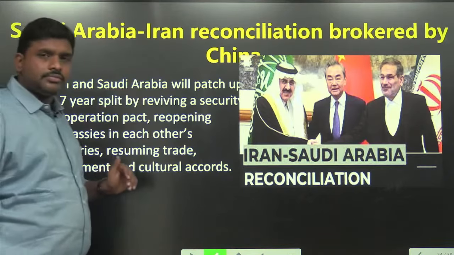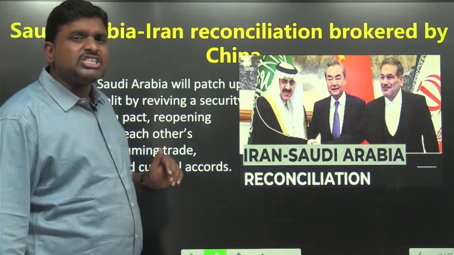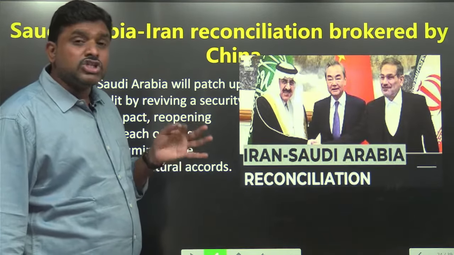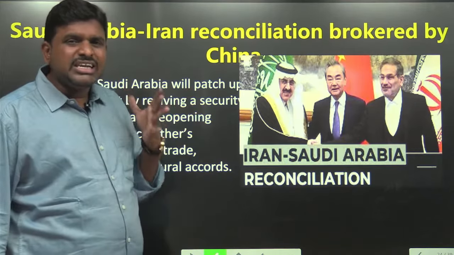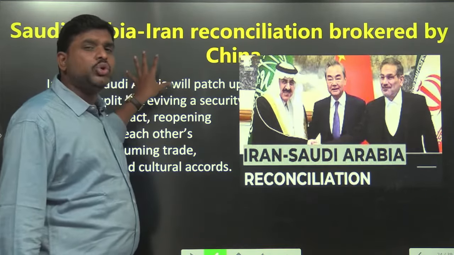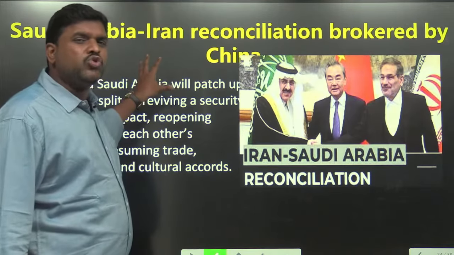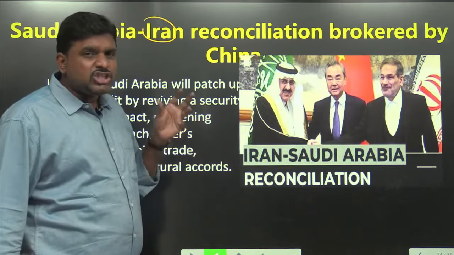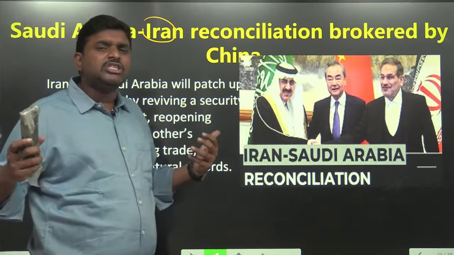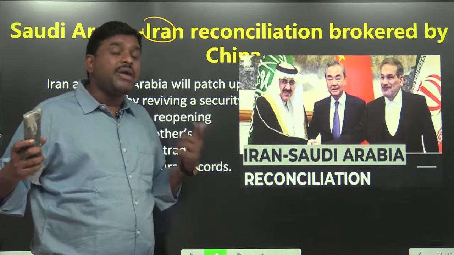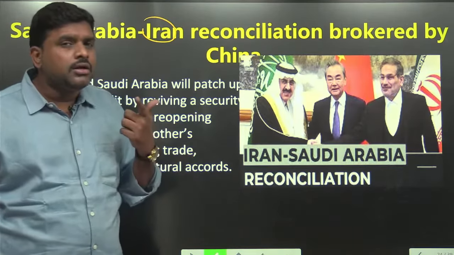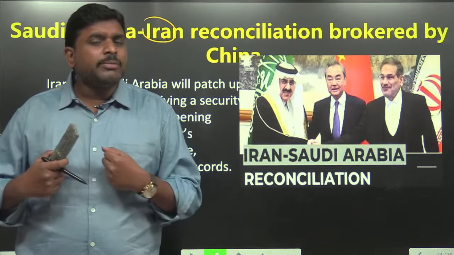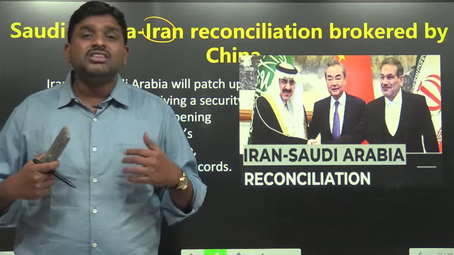Very, very important. In international relations, China brokered a deal between Saudi Arabia and Iran. What is the deal? I will tell you. Saudi Arabia is a Sunni dominated country, Sunni ruled country. Iran is a Shia dominated country, Shia ruled country. Historically, there is conflict between Sunnis and Shias, mainly after the Islamic revolution which happened in Iran. After the 1970s, after the Islamic revolution, the conflict between the Sunnis and Shias has reached its peak.